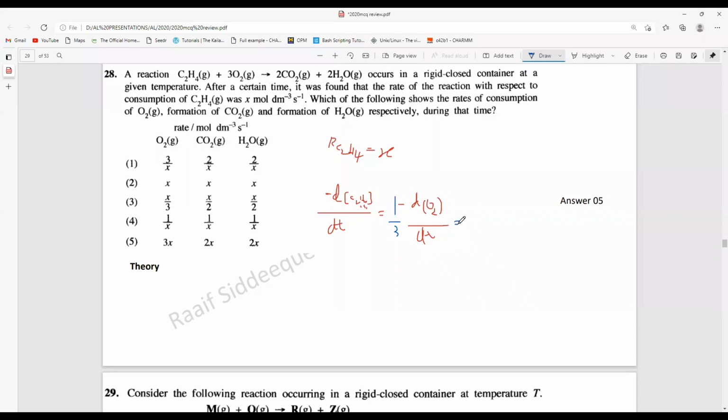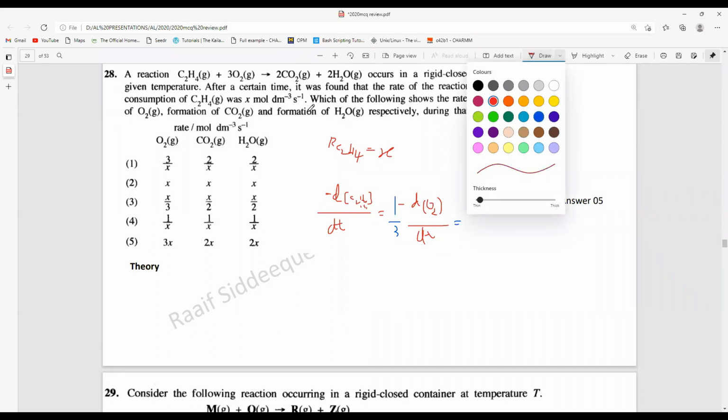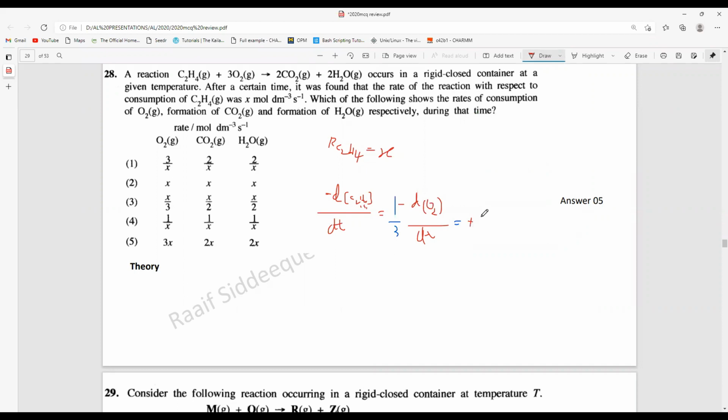In a similar way, we can write down the rate for the CO2 and water. Here it will be positive because they are formed as products. So it will be d[CO2]/dt, and the stoichiometry is 1/2, equals plus 1/2 d[H2O]/dt. Okay, so these are very simple things.